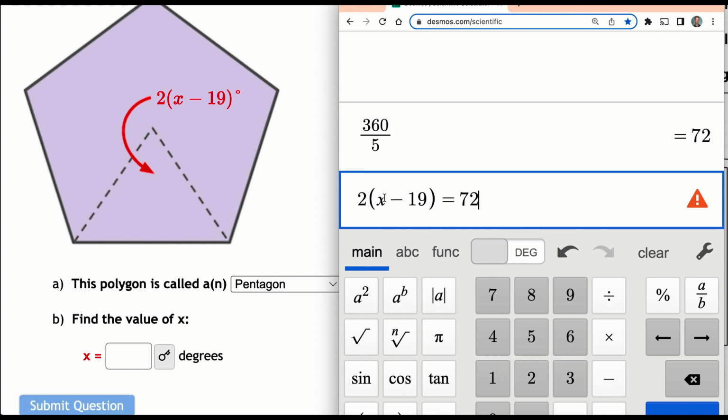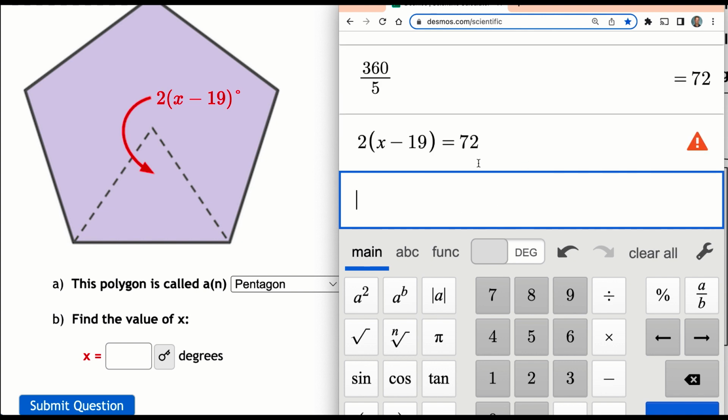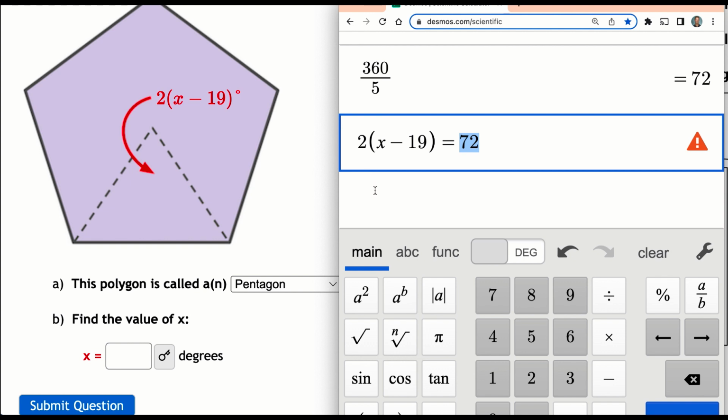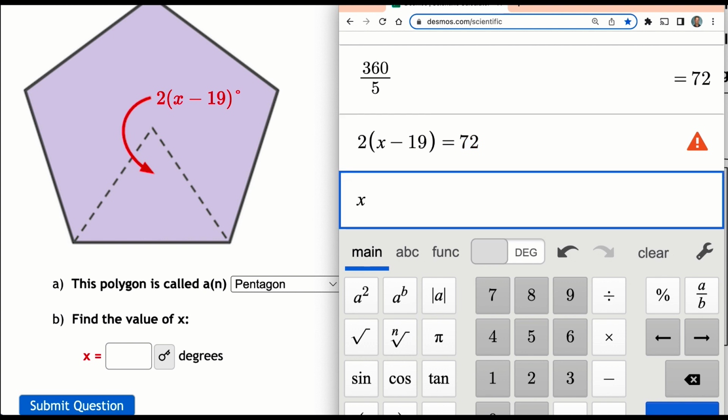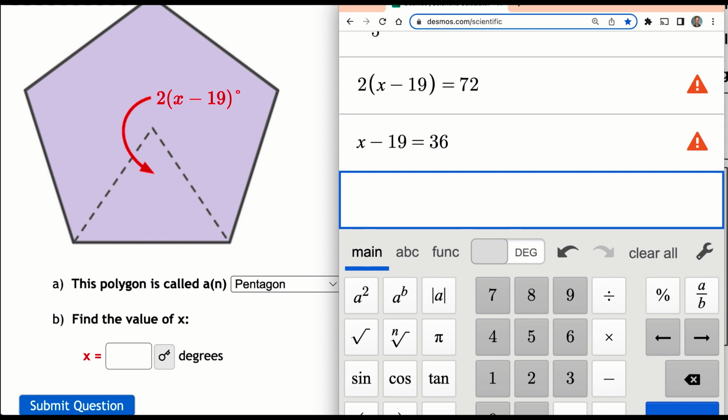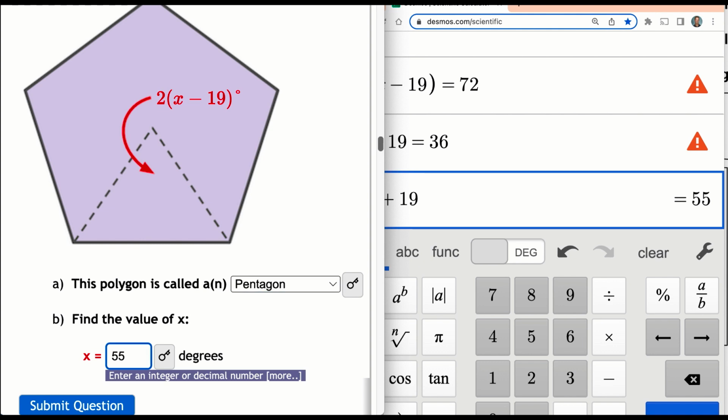Then there's a couple ways you can solve this. You could distribute the 2 into the x, or you could simply divide by 2 to get the x alone by itself. I like dividing by 2. If I divide both sides by 2, 72 divided by 2 will give me 36. So then I end up getting x minus 19 equals 36. And then I'll just add 19 to both sides, and 36 plus 19 will give you an answer of 55. So as you get x alone and solve, this example says it will be 55 degrees.